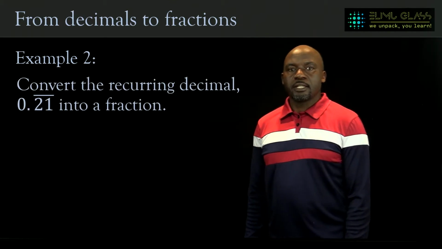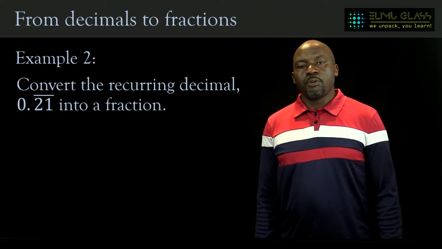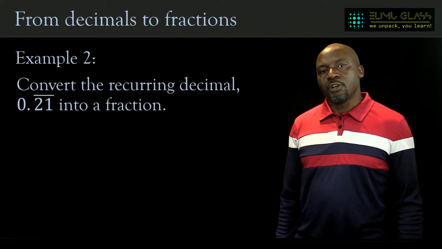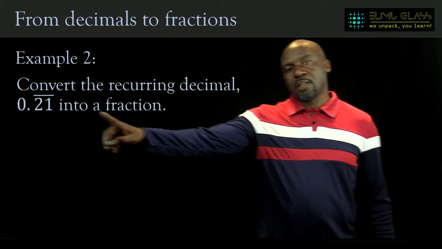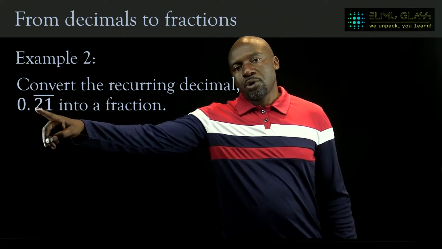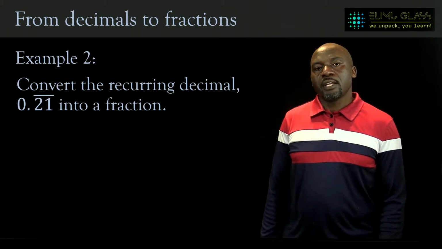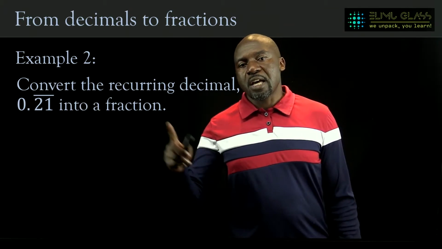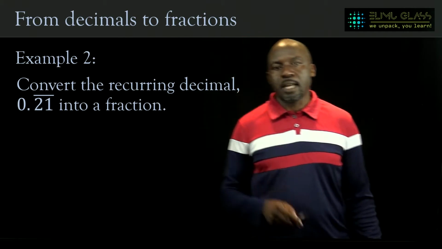Convert the recurring decimal 0.21 with a dash on it into a fraction. Notice that the dash at the top covers both 2 and 1. So the recurring decimal is not just 111, it's now 212121 like that.